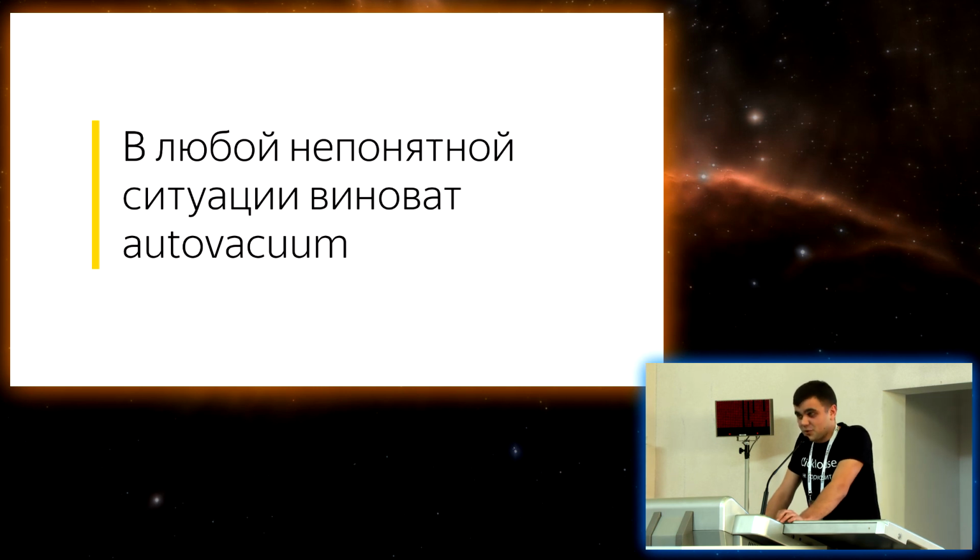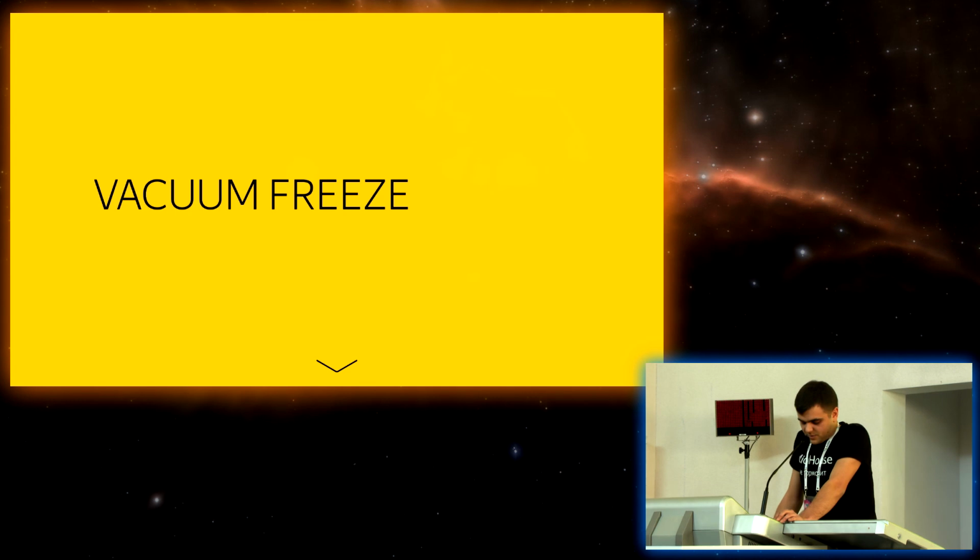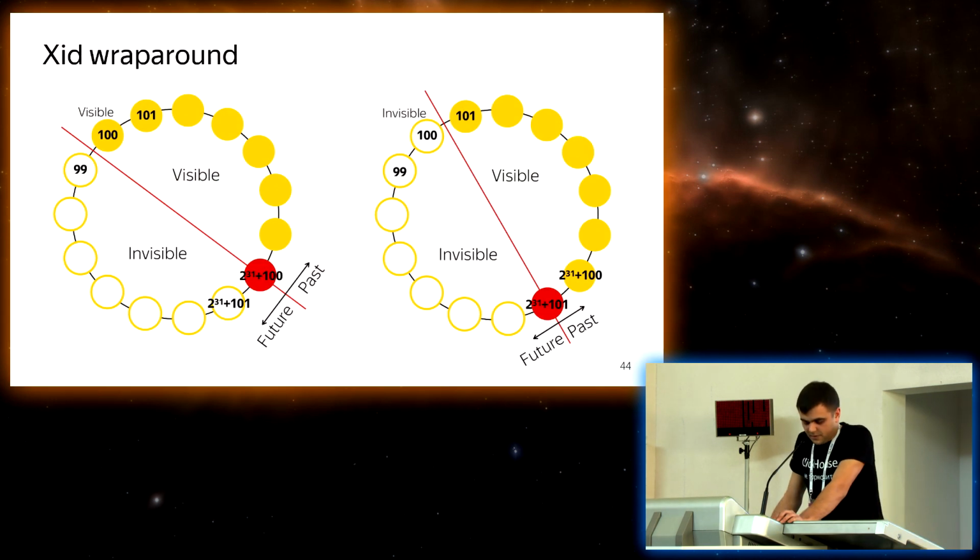Which basically shows that in any unclear situation, blame the fault on autovacuum. Blame it on the autovacuum. Autovacuum is always blamed, but usually these blames are false. We even have this joke with our colleagues. But in this case, everybody starts suspecting vacuum. So let us look at what vacuum freeze is.